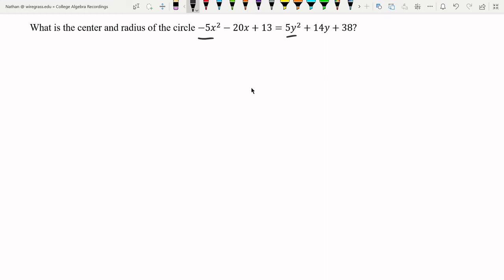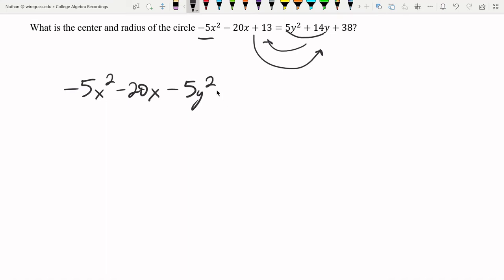First off, we need to get the x squared, x, y squared, y to one side and the numbers to the other side. So I'm just going to do that by subtracting all of this side over to the other side, and then moving the positive 13 to this side. Not all of this, just this portion, and positive 13 to the other side. So that's going to give me negative 5x squared minus 20x minus 5y squared minus 14y equals 38 minus 13. It's going to be 25.